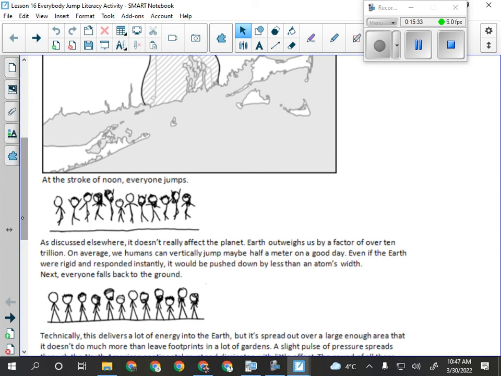At the stroke of noon, everyone jumps. Now imagine coordinating this. Just think about the coordination involved in getting 7 billion people to do what you want all at the same time. I can't get my 2 kids to do what I want, not at the same time. Never mind 7 billion people. So, as discussed elsewhere, it doesn't really affect the planet. Earth outweighs us by a factor of over 10 trillion. If you recall yesterday, I wrote the mass of the Earth on the board, 5.98 times 10 to the 24 kilograms. Okay, that's a really big number.